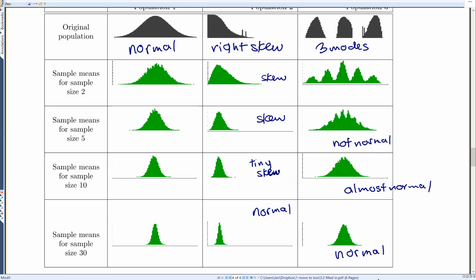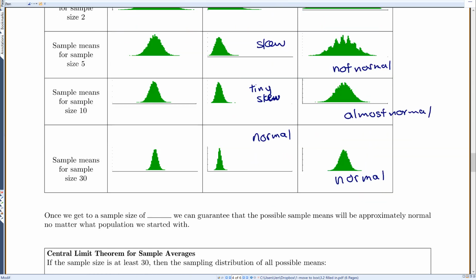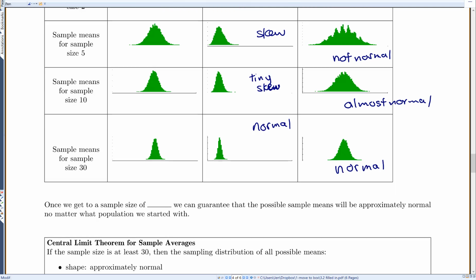Which is so cool. This is why this central limit theorem is so famous, because it's saying you can take any population you want, and by the time you get to sample size of 30, then your possible sample means are going to be normal, which is so cool. Okay, so once we get to a sample size of 30, we can guarantee that the possible sample means will be approximately normal no matter what population we started with.